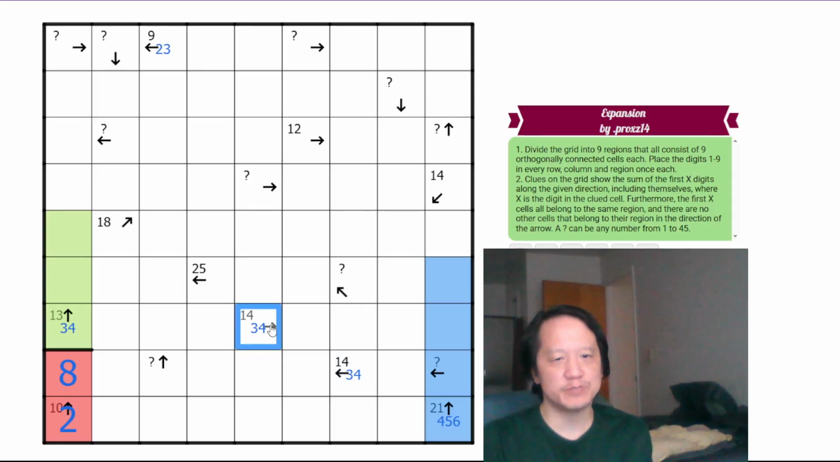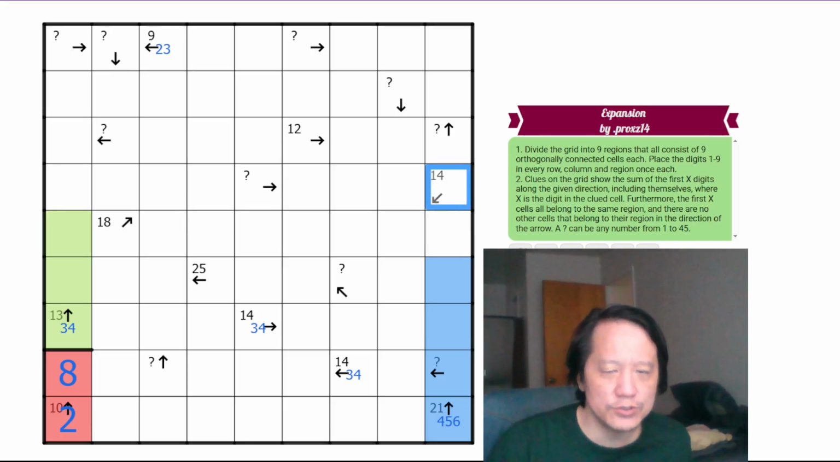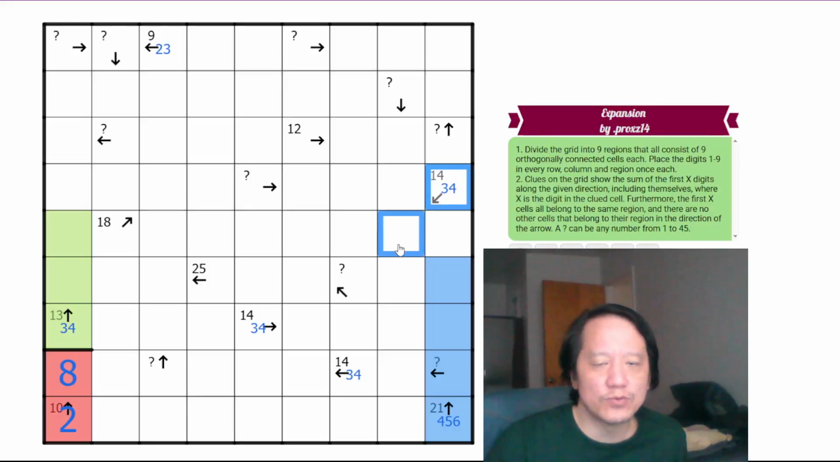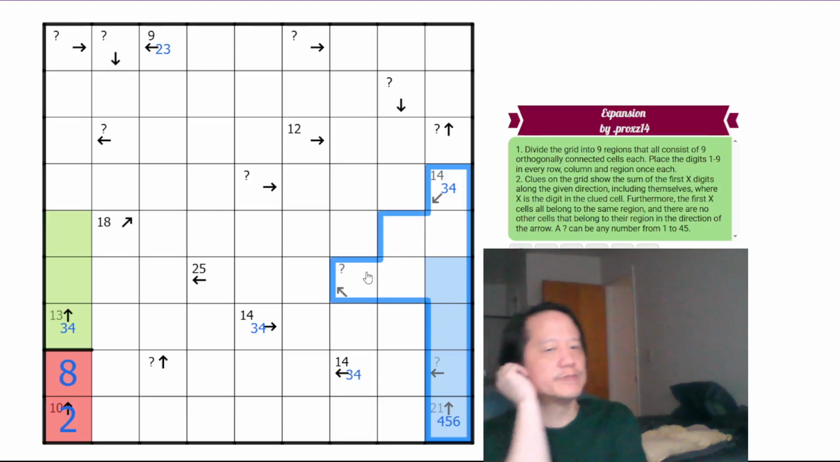So this cannot be blue here. Because again, you only have 3 digits in or 4 digits here, and there are no other digits that are part of the same region in that direction then. This has to, again, it cannot be 2, it could be 3 or 4 here. So these are part of the same region. Could be all 6 here. 7, 8, and 9, right? That is possible still.